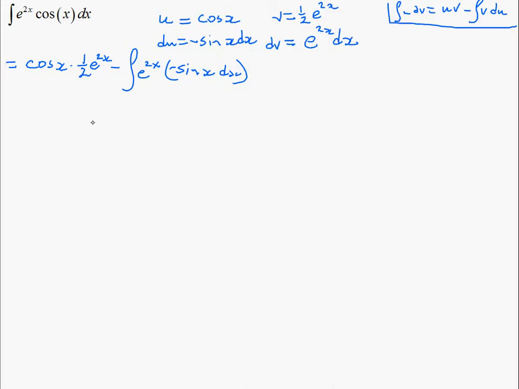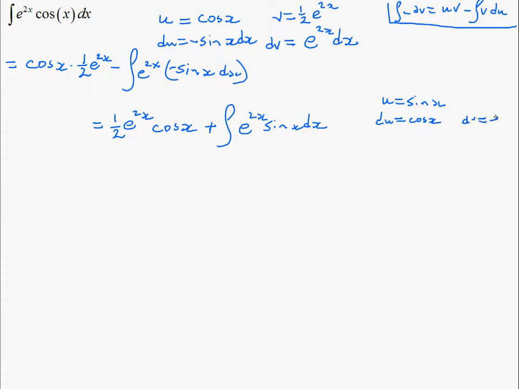We'll clean this up a little. I'm going to shift it out, and hopefully you'll see why shortly. We get 1/2 e to the 2x cosine of x minus the integral of e to the 2x sine of x dx, meaning now we need to solve this integral, and to do that we're just going to have to use integration by parts again. So u is sine x and du is cosine x, and integrating we have dv is e to the 2x dx, meaning v is 1/2 e to the 2x.